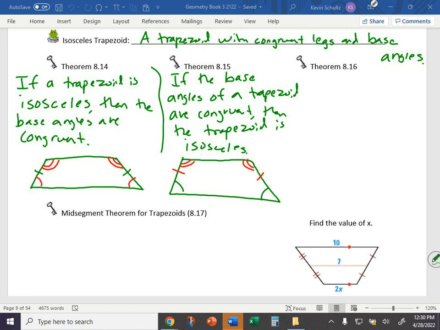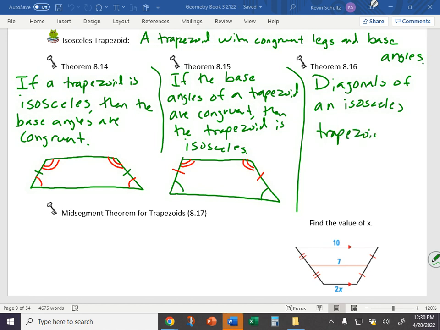The third theorem, having to do with isosceles trapezoids, has to do with the diagonals. What do you suppose is true about the diagonals of an isosceles trapezoid? You had to guess. What would you guess? Well, they're congruent. They are. The diagonals of an isosceles trapezoid are congruent.